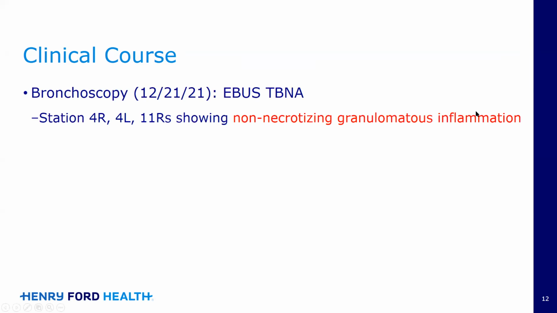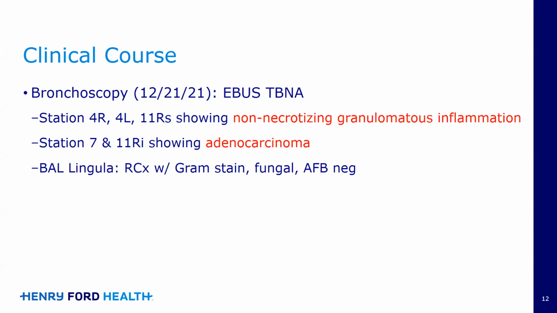Station 4R, 4L, and 11RS are showing non-necrotizing granulomatous inflammation. But we also see station 7 and 11I are showing adenocarcinoma. So now that completely changes things for you, and there's no clear answer. She may have active inflammation and this carcinoma. Her BAL was sent, and respiratory culture, gram stain, fungal and AFB were negative, but her PCP PCR was positive.